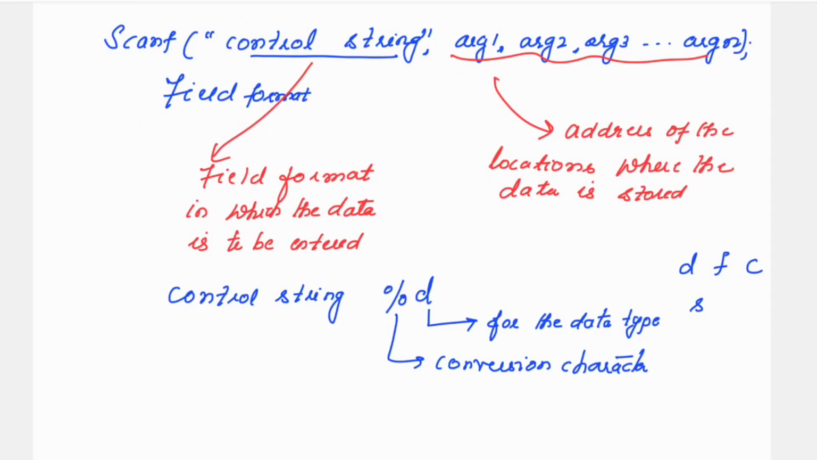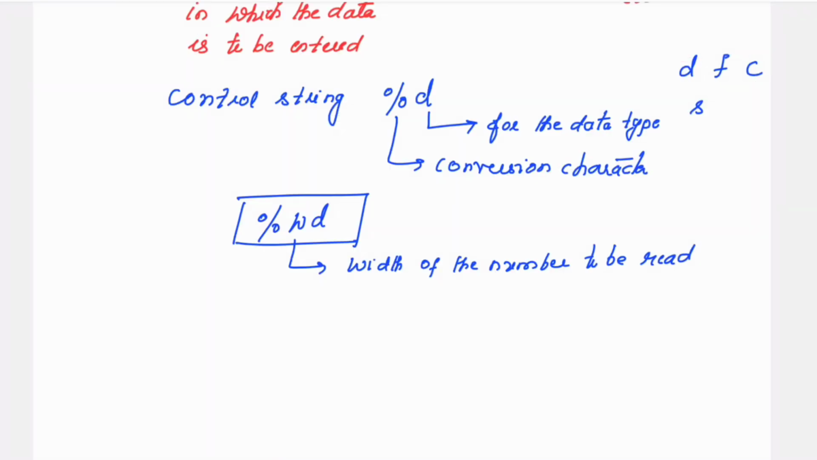Along with the data type you can also specify the width. The field specification for reading an integer is %wd. This is the field specification. The percentage sign, as I said, indicates a conversion. What is w here? w is an integer number that specifies the field width of the number to be read. This is the second method of giving inputs to the variables.